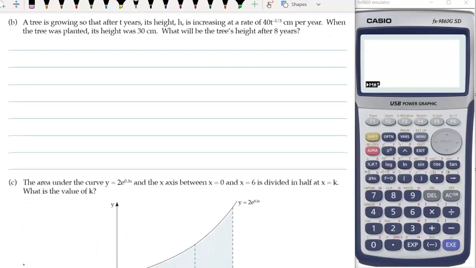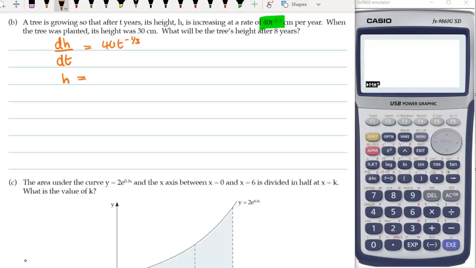Okay, a tree is growing. We've got a rate of growth here. When it was planted, it was 30. What will the tree's height be after 8 years? So whenever you've got a rate, start by writing that rate down in a derivative form. So that'll be 40 t to the minus a third.